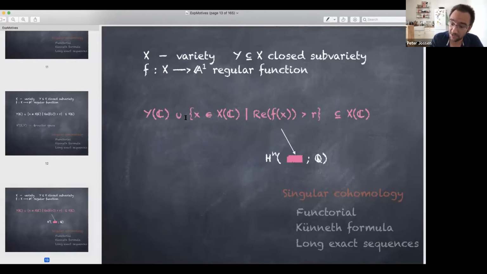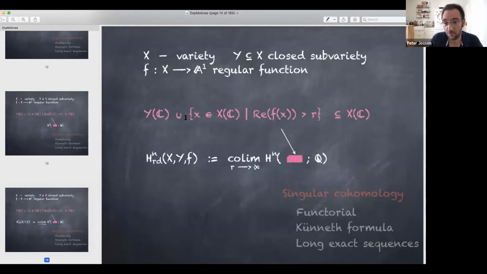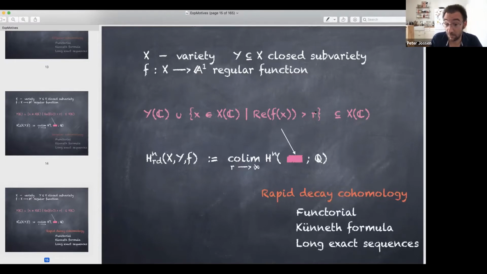And since I don't want it to depend on R, I'm taking the limit as R goes to infinity. So that's a colimit, with respect to the obvious inclusions when you take R larger and larger. It's still a finite dimensional vector space. This colimit stabilizes as soon as R is large enough. And that's what we call the rapid decay cohomology of the triple (X,Y,f). So the name is now rapid decay cohomology. When the function f is 0, you get just ordinary singular cohomology of the pair.